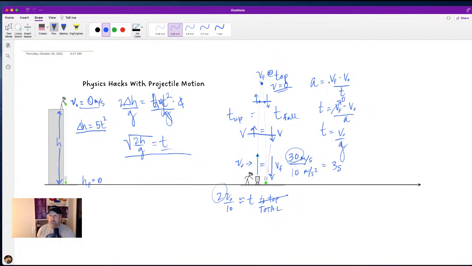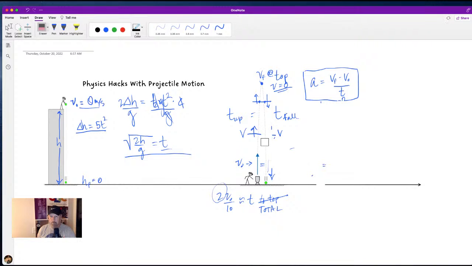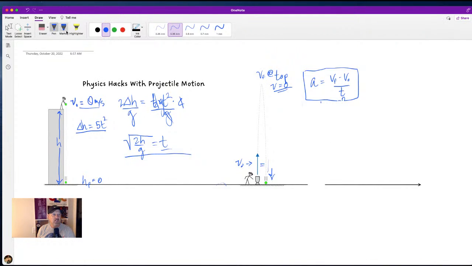Now let me show you another thing. Let's go back to our original equation here. Let me erase some stuff. Large eraser. We can erase some of this stuff. Let's imagine a scenario in which the velocity on the way up is equal to the velocity on the way down. So that means we can say, all right, acceleration equals V final minus V initial. Well, let V initial be 30.